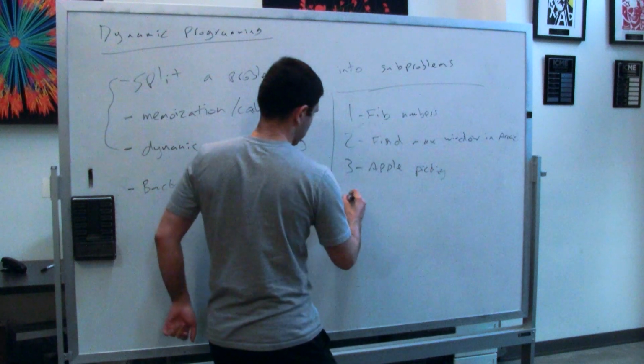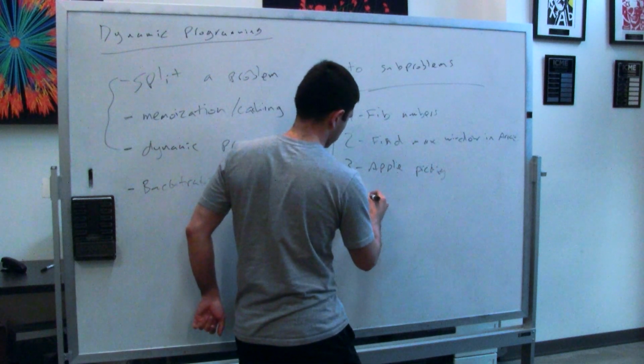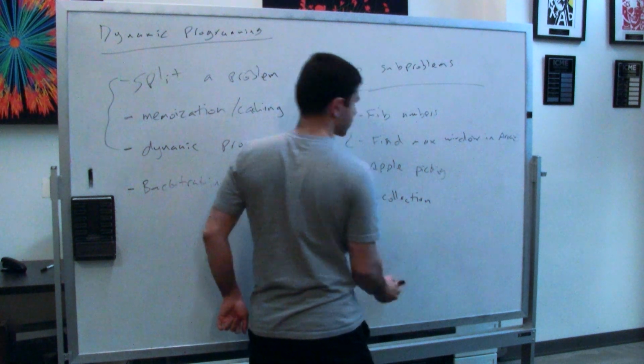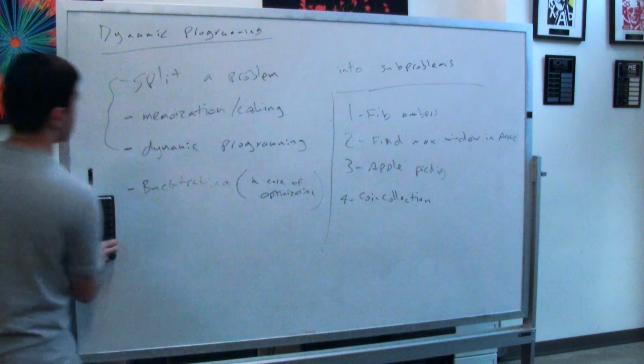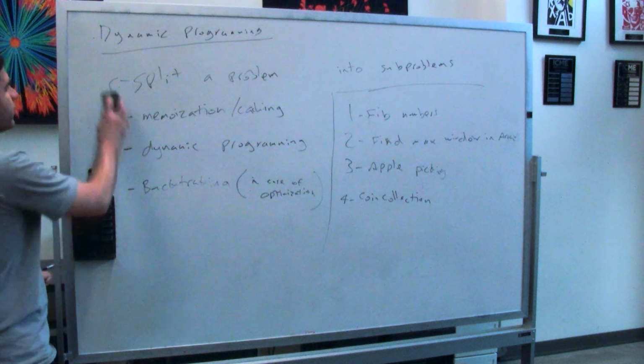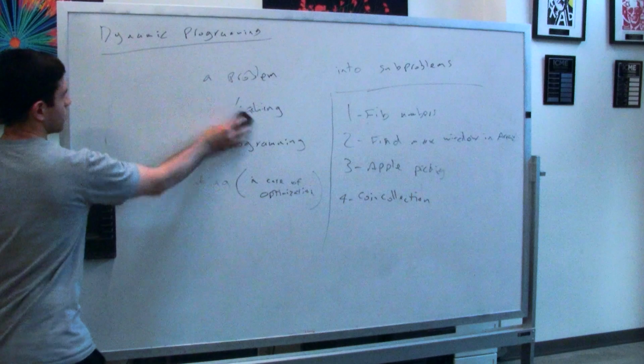And finally, for runtime analysis, we'll look at coin collection. So these are 4 problems that we're going to solve using dynamic programming. Okay. So the very first problem, Fibonacci numbers.